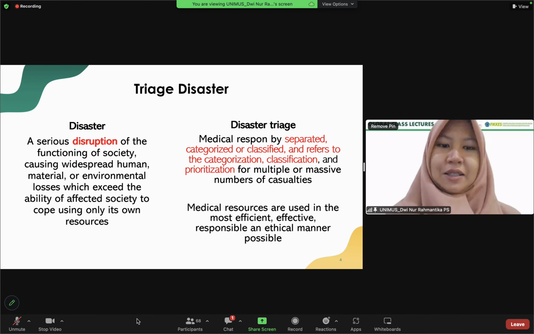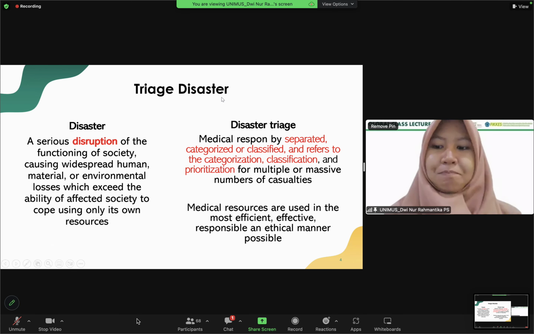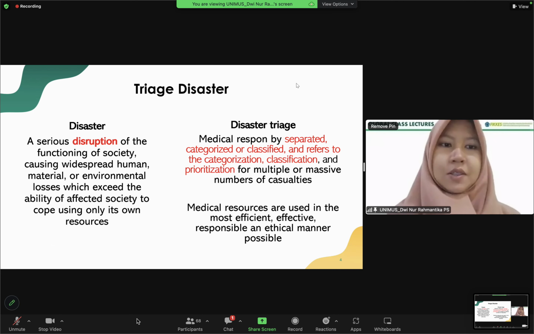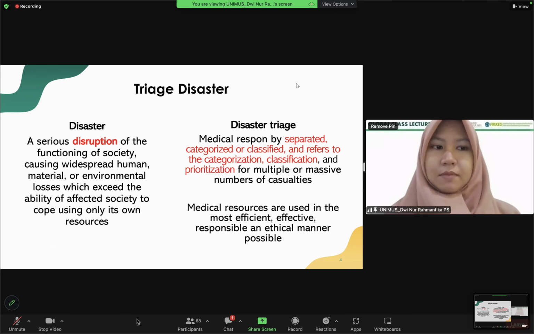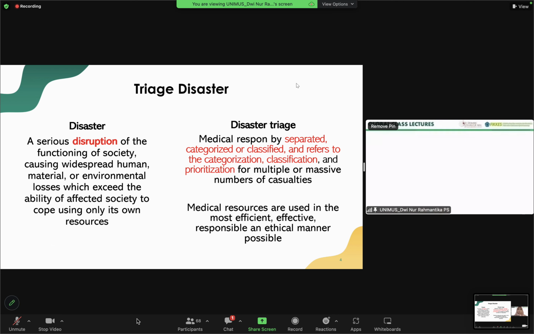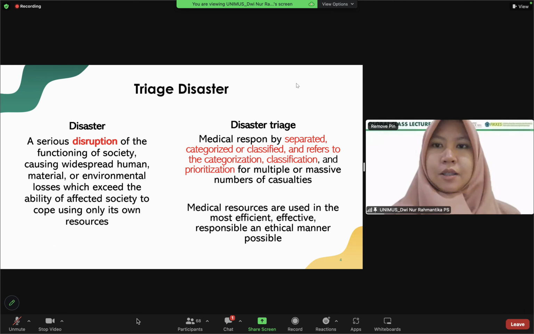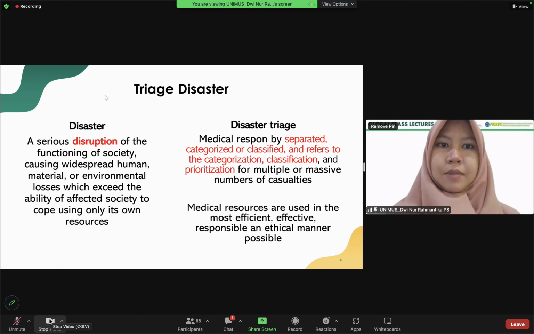So it is a simple concept of the triage. Now we combine the definition of triage with the disaster. As we know, disaster is a kind of disruption in the society, causing widespread human, material, or environmental damage. It can be natural, or it can be social, or come from any kind of problem. But the point is, a disaster has a large number of victims.